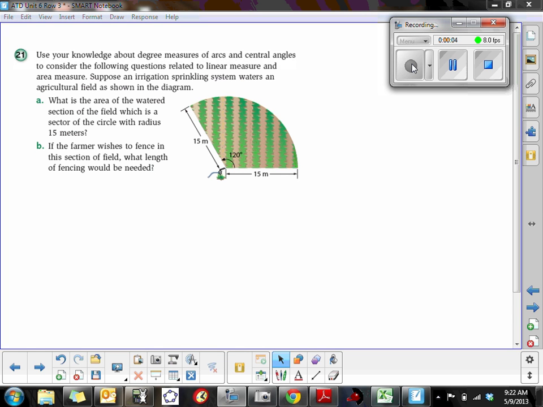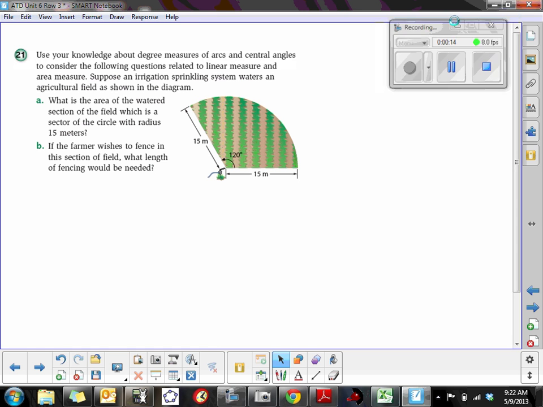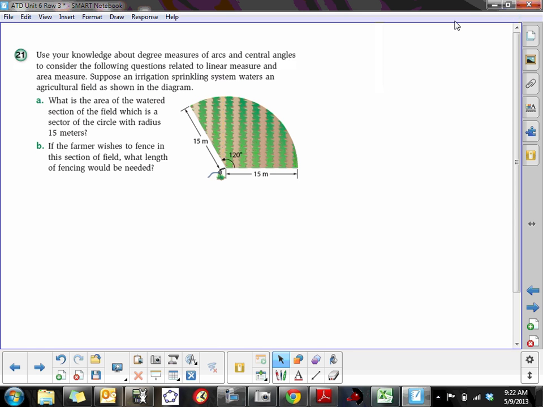Okay, question number 21 in the row 3 homework on OIO. We're going to use our knowledge about degrees and arcs and central angles to consider the following questions. Really what we're going to do is relate it back to area and circumference. The first question, A, says what is the area of the watered section of the field, which is a sector of the circle with radius 15.